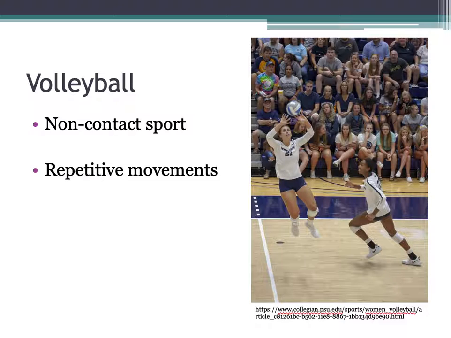Volleyball is a non-contact sport gaining tremendous popularity across the world with approximately 200 million players. It is characterized by repetitive movements of upper and lower extremities with the use of speed, agility, upper and lower body muscular power, and maximal aerobic power.